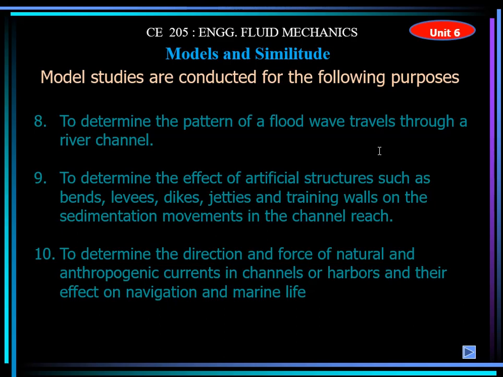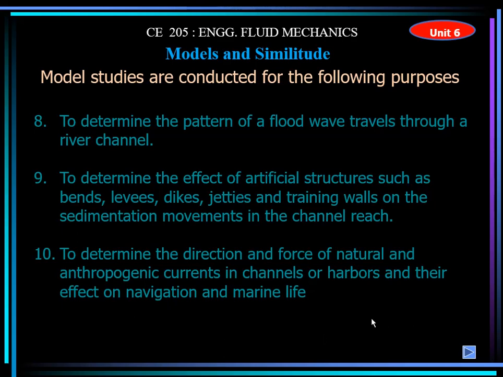That study we can do in the models also, to determine the effect of artificial structures such as bunds, levees, jetties, training walls, and sediment movement in the channel. All this we can do in the model instead of doing it in the actual structure. Also to determine the direction and force of natural and anthropogenic currents, meaning human-made activities in the channel. For example, a boat is moving in the river, or a ship is moving in a canal. These things we study in marine structures to determine the different types of forces and the movement of the waves.